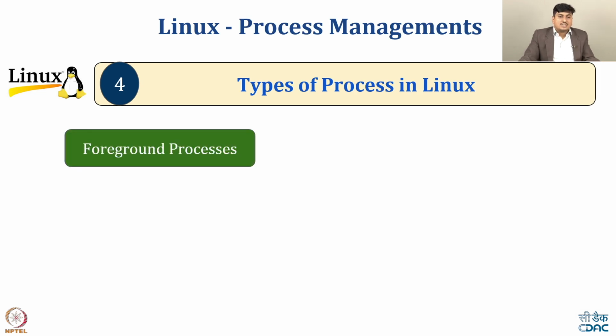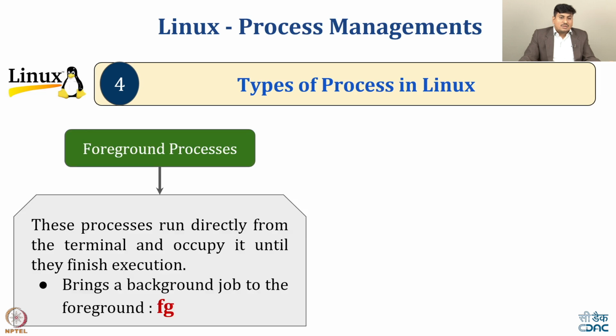Another type of process is the foreground process, which consists of the commands or processes that occupy the terminal. When such a process is running, we cannot run another process on that terminal. These are the processes that run directly from the terminal and occupy it until they finish. For example, in the previous case, if I have sent some commands to the background and I want to bring them into the foreground, then I can use the keyword fg to make it happen.